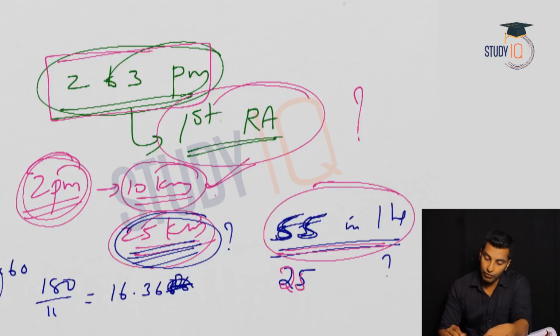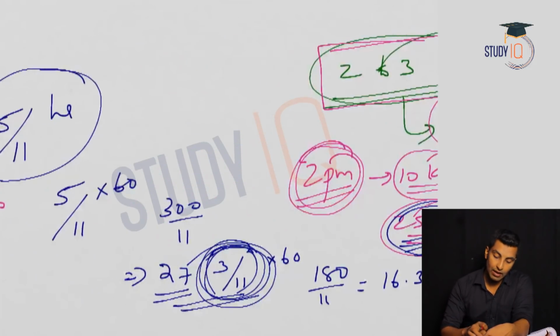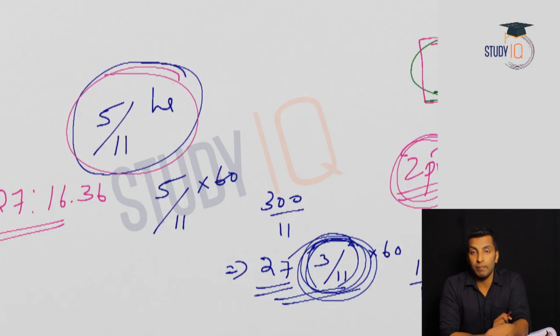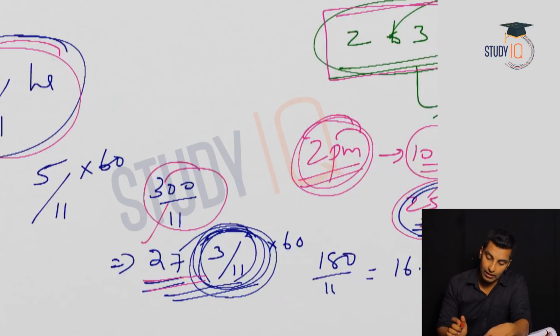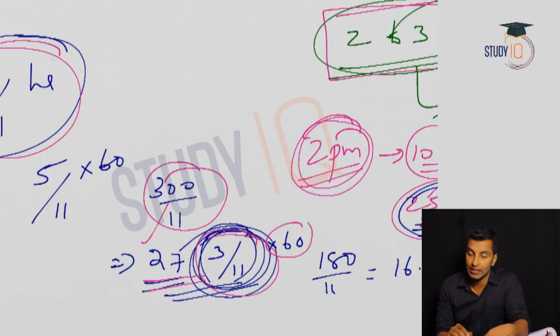So to make 25 kilometer, what time? We got it as 5 by 11 of 1 hour. And what is 5 by 11 of 1 hour? Convert into minutes. We get 300 by 11, 27 point something. If your options are like 2:27, 2:28, 2:29, 2:30, then you can mark it as 2:27. But if your options are like 2:27:36, 2:27:89 like that, if two options have 2:27 then seconds, then you need to do this process. This 3 by 11 you convert to seconds by multiplying with 60. So 180 by 11 means 16.36.